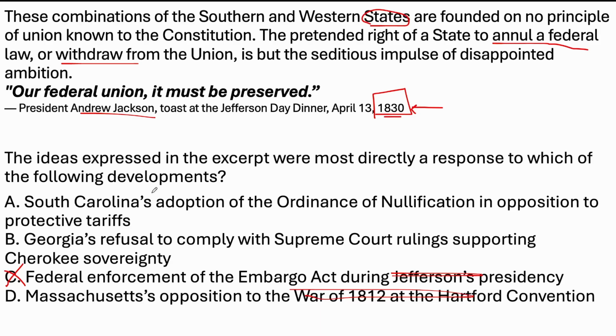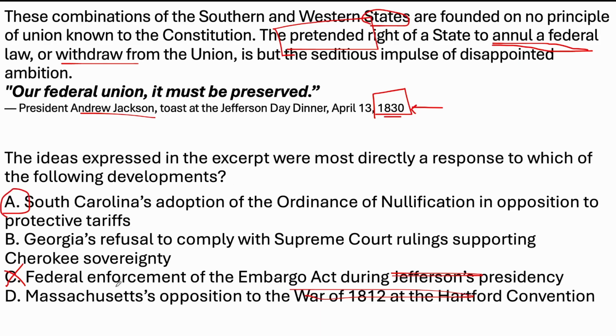So if we look back at the language of the question, always good to look at that, we have the pretended right of a state to annul a federal law. Keyword here is pretended. They did not actually have this right. The states assumed that they were able to do this, but that is not true. So we are going to go with A here.